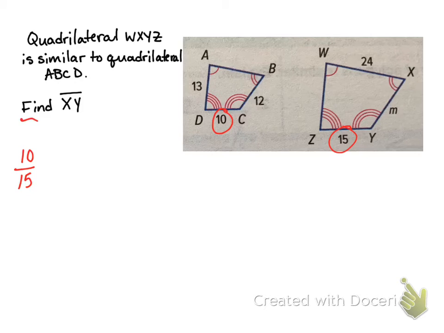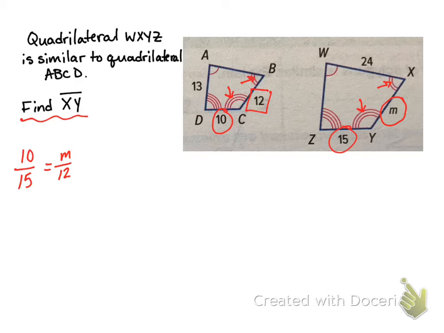And our challenge here is to find XY, which looks like M right there. And then the next question we would ask is, okay, what side length corresponds to side M? And we would come over to ABCD and say, well, 12 does, right? BC and XY look corresponding. You can check these angles. That has 2. This has 3. This one has 2 arcs. This one has 3. So those two are corresponding. So to solve this, we might say something like 10 over 15 equals M over 12.